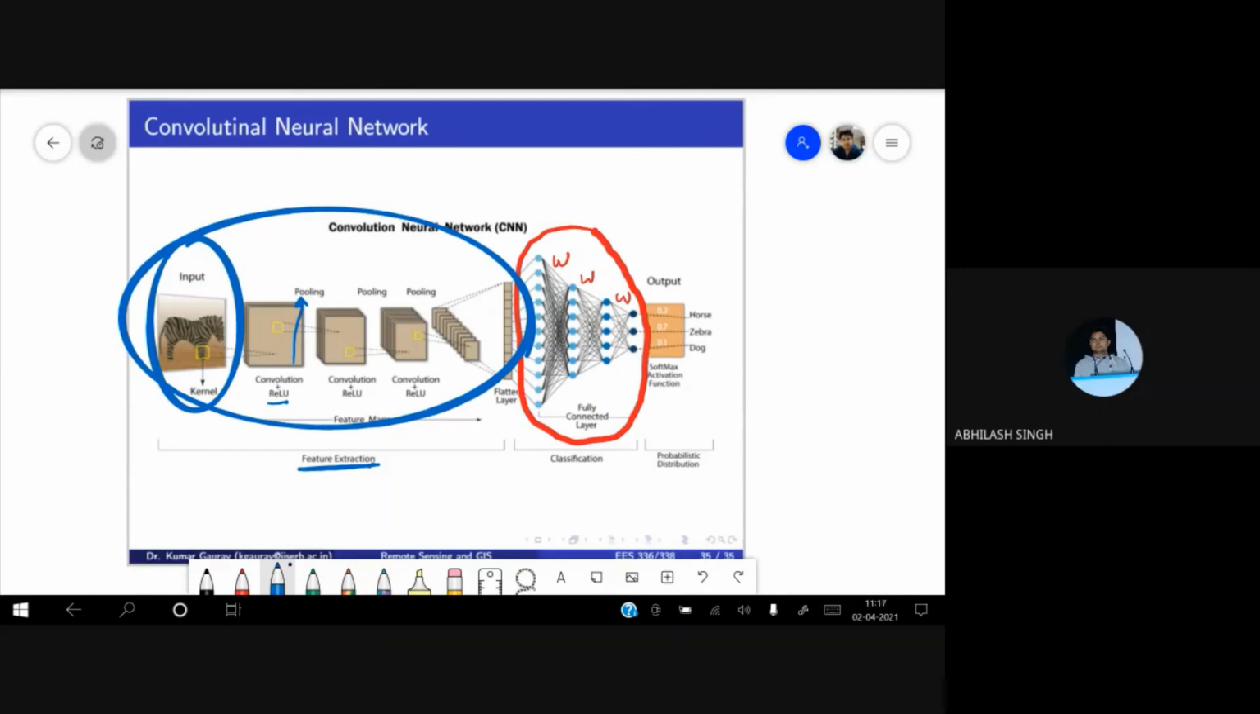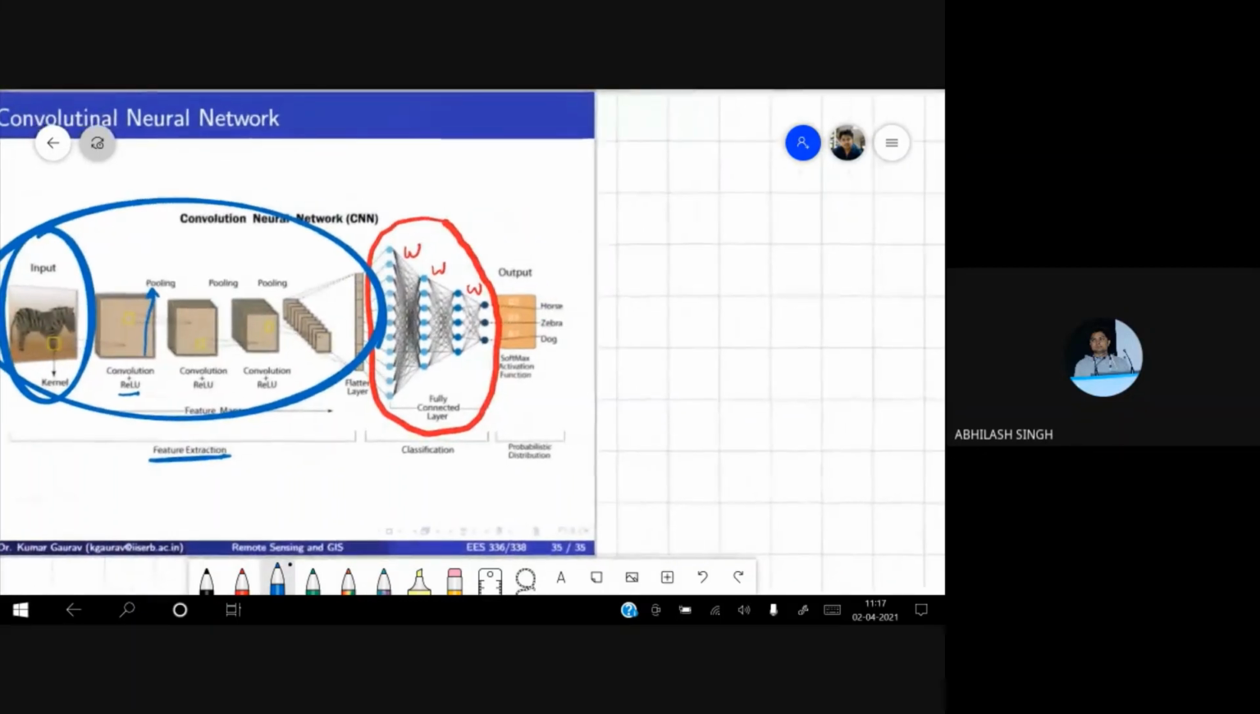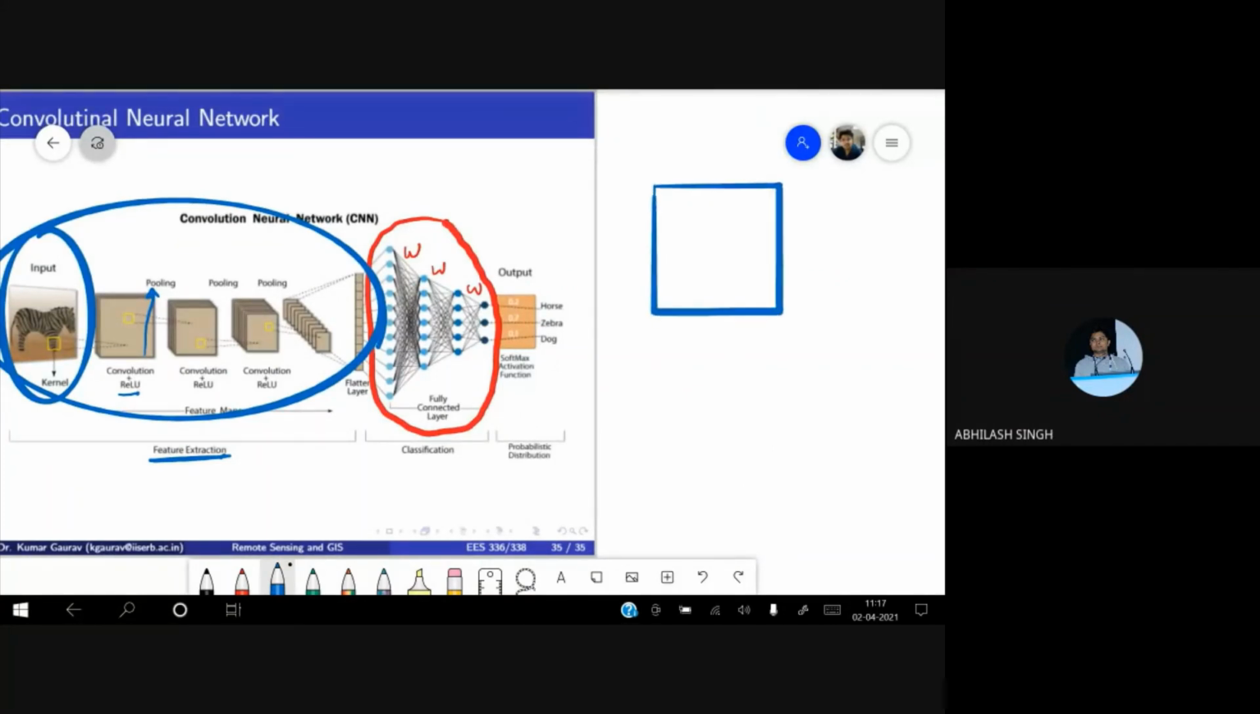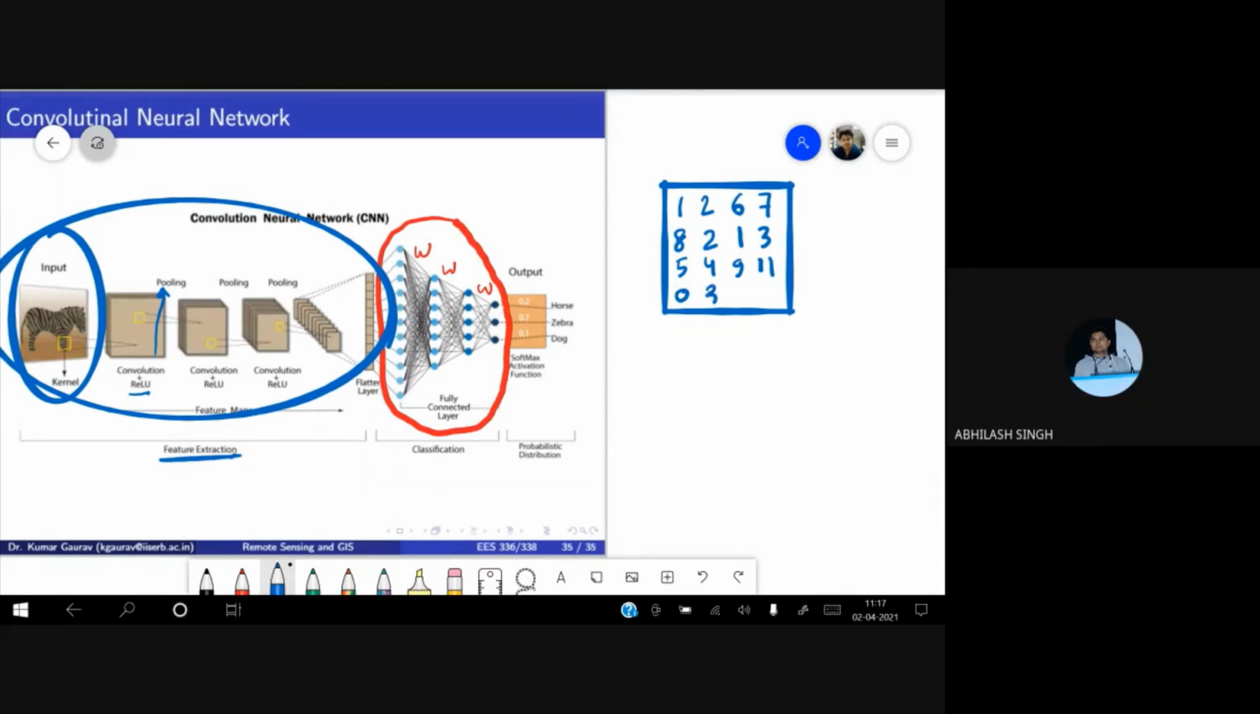Pooling is something that summarizes the things. Let me take an example, then it will be more clear to you. Suppose we have a matrix of 1, 2, 6, 7, 8, 2, 1, 3, 5, 4, 9, 11, 0, 3, 7, 30. So it is a 4 cross 4 matrix. What pooling will do, it will extract the summary.